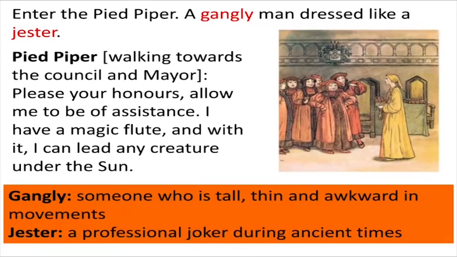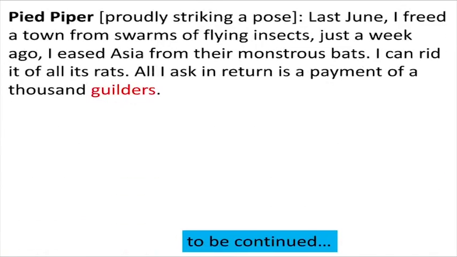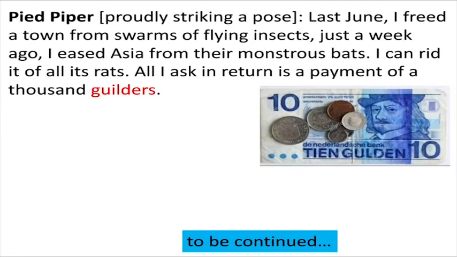Pied Piper, walking towards the council and mayor, says, "Please, your honors, allow me to be of assistance. Please, your honors, give me a chance to help you all. I have a magic flute, and with it I can lead any creature under the sun." So he has such a magic flute with which he can drag anyone under the sun. Means he had such power in that magical flute that he can do whatever he wants by possessing and hypnotizing through the sound of the flute. Pied Piper proudly strikes a pose. So he was confident enough, that's why he said it, and he made such a deal with the mayor.